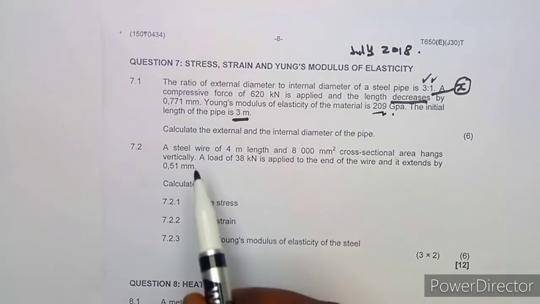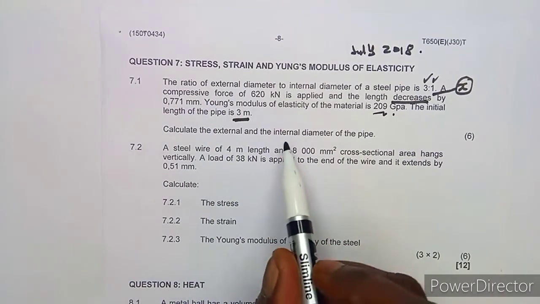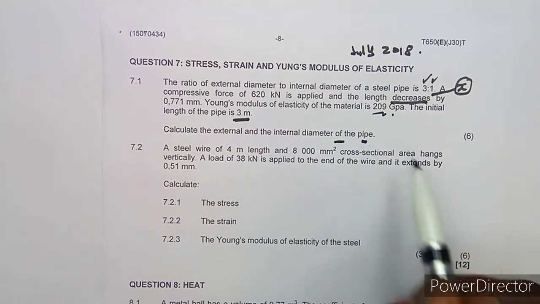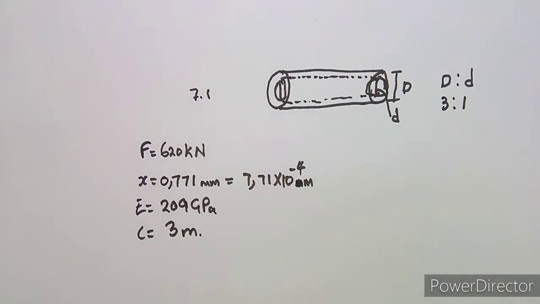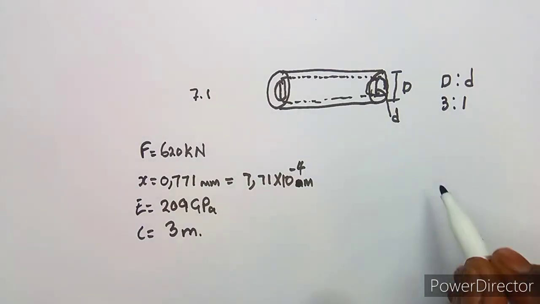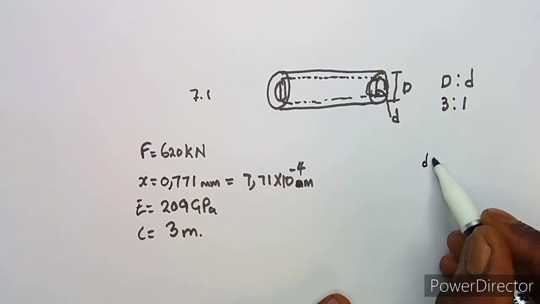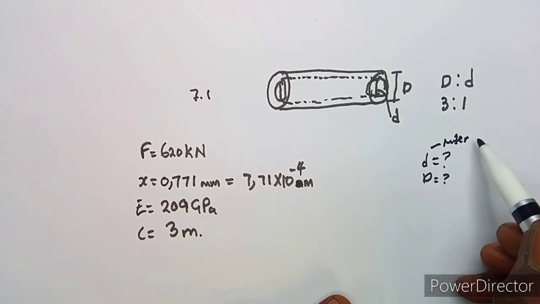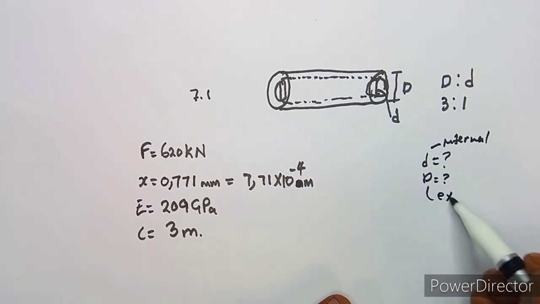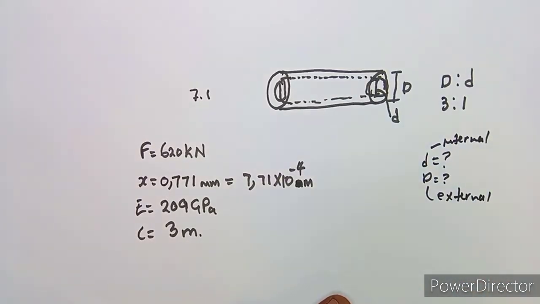We have our information. Then what is the question now? The question is to calculate the external and internal diameter of the pipe, and that's 6 marks, which means we have a lot of things to handle there. We have to find D, the external, and we have to find d, the internal. So where can we have these two being found? Because we need to know where we have these values.